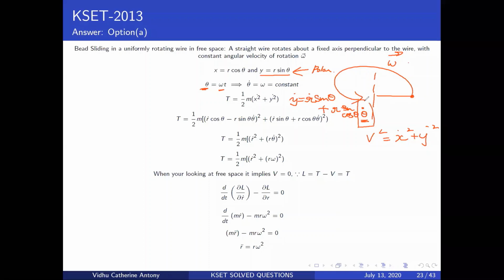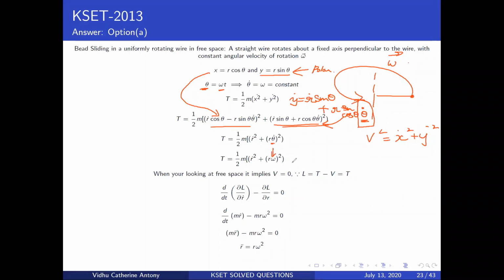Usually people tend to forget this. Okay, so that's how you get this y dot. Now you need to take your x square, and this is what you get. So T is equal to half m r dot square. After you simplify this, square it and simplify it, you get an r dot square plus r square theta dot square.